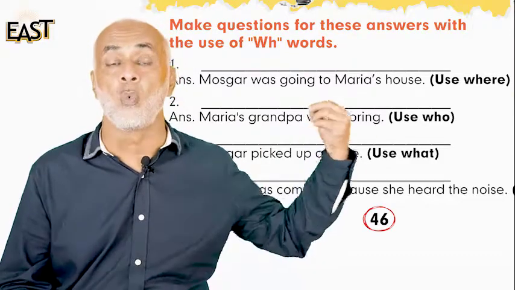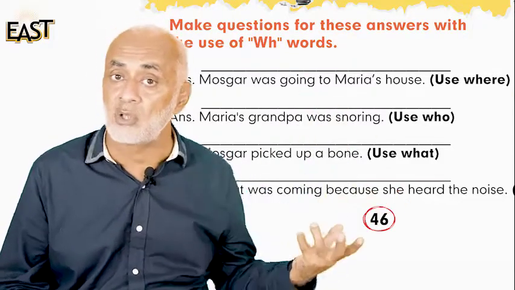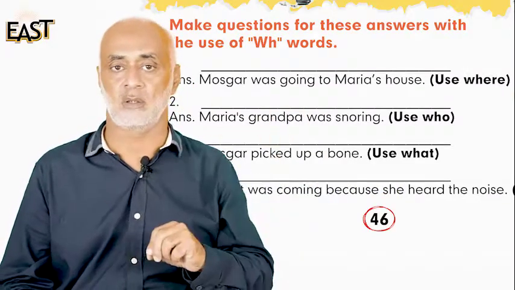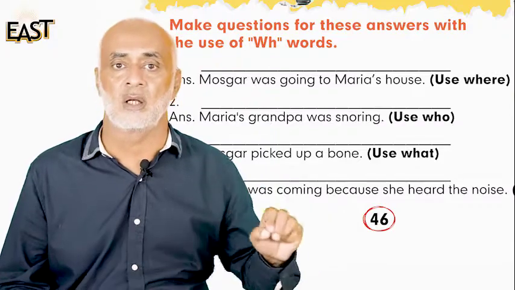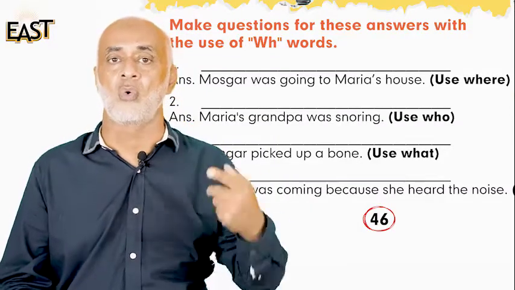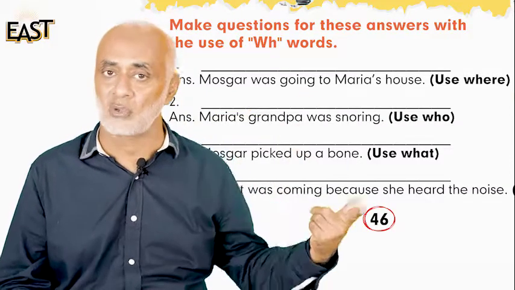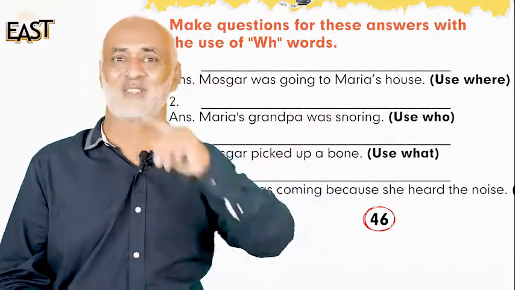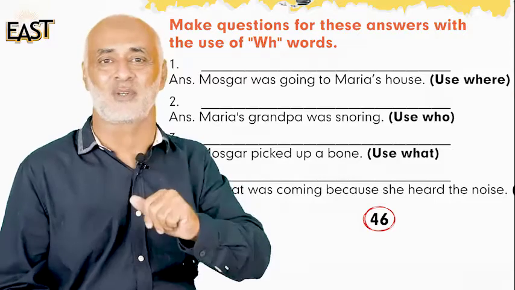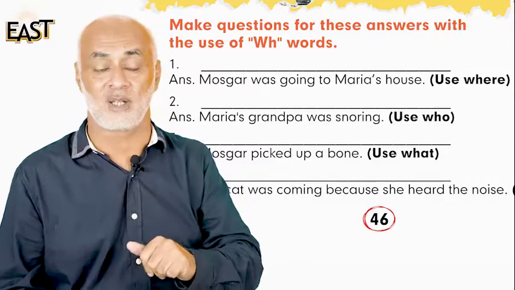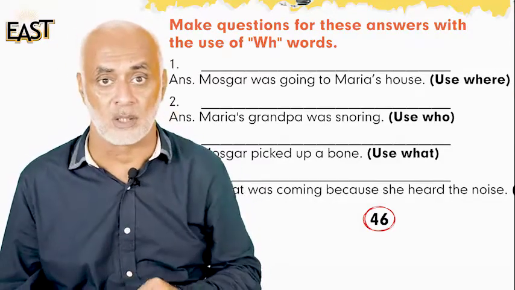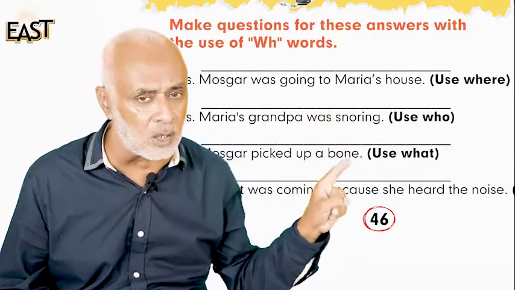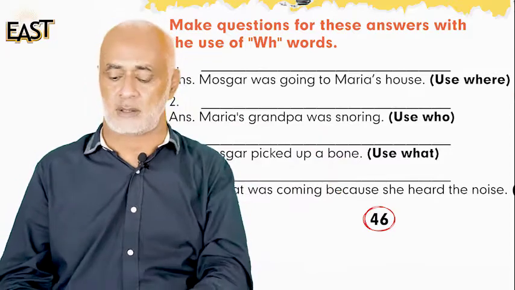Who was snoring? Now let's say it together. Who was snoring? Once more. Who was snoring? Now you write this in your copy. But remember to put a question mark at the end.